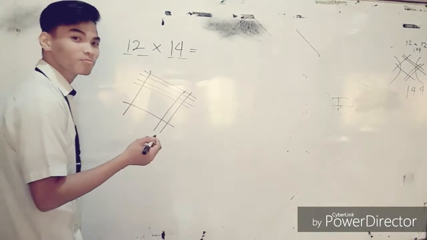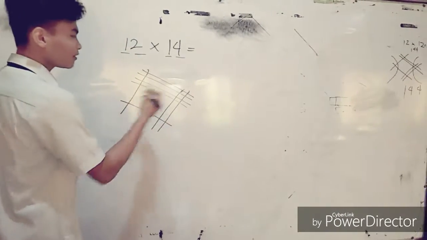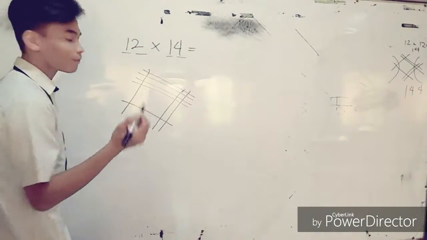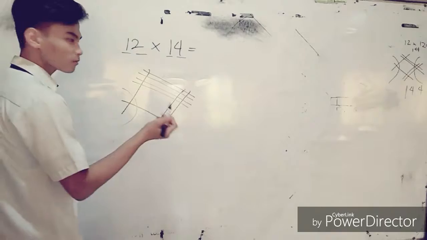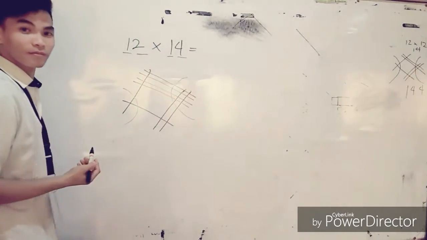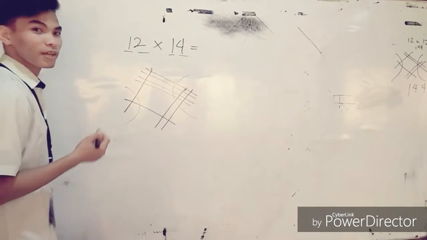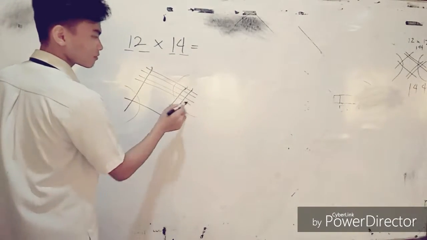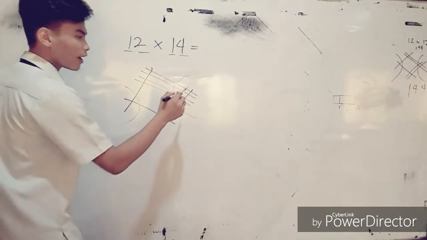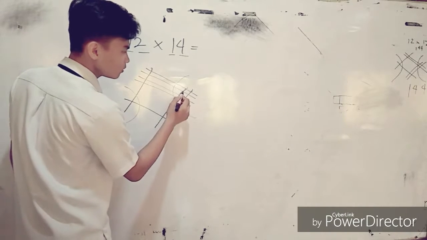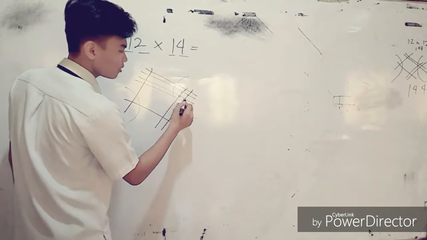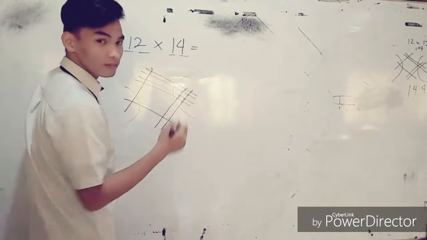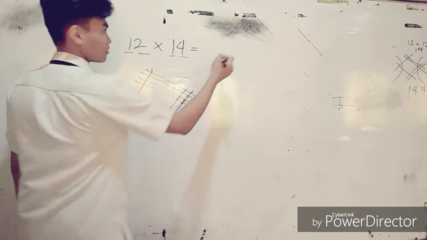So after that, we will divide these lines into 3 parts: the left wing, the right wing, and the center. What we will do? Here's the trick. We will count the dots made by these lines. So, in the right wing, we have 1, 2, 3, 4, 5, 6, 7, and 8 dots. So, that's 8.